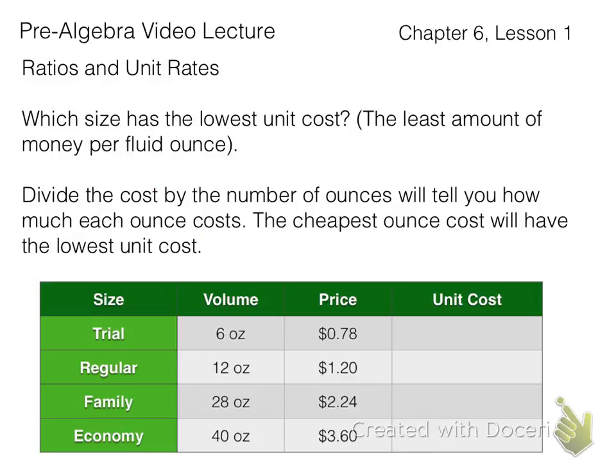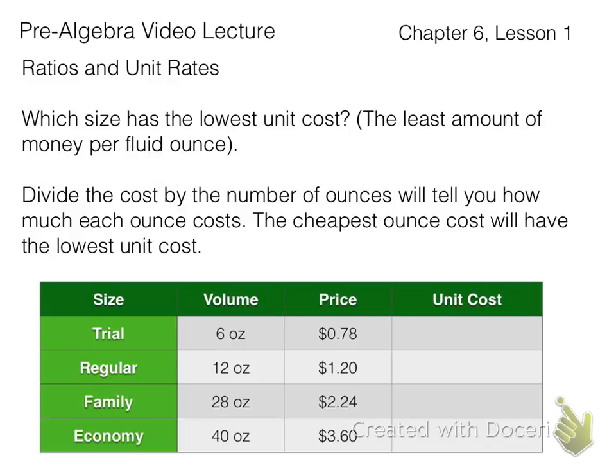Alright, so which size has the lowest unit cost? Unit cost is how much you pay per item or per amount of something. When you're at the grocery store, or at some type of big store like Costco or Food for Less, and you're buying an item, the size of the item and how much it costs can determine which one you might want to buy. You can figure this out using the unit cost.